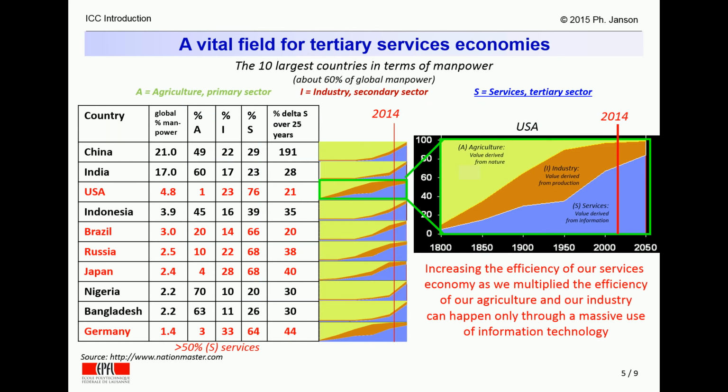ICC technologies are particularly vital to tertiary service economies. Indeed, as suggested by this table, for each of the 10 largest countries harboring 60% of the global workforce, the portions of the workforce involved in the primary agriculture and secondary industry sectors are decreasing everywhere where they are not already small to marginal, whereas the portion of the workforce engaged in the tertiary services sector is comparatively growing, if not already substantial.